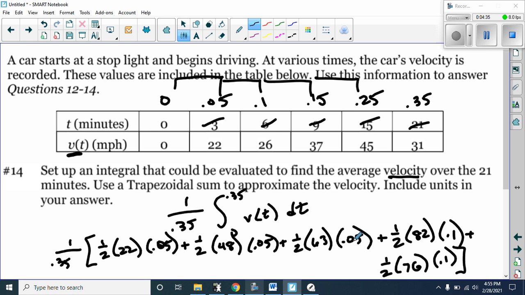And then again, it's a matter of typing that into our calculator. Once you've evaluated the trapezoidal sum, don't forget to divide by 0.35. Final answer rounded to the nearest thousandth is 32.071 units for velocity, or miles per hour.